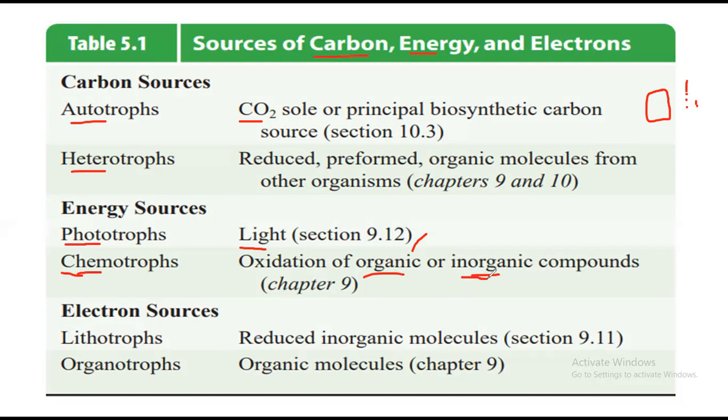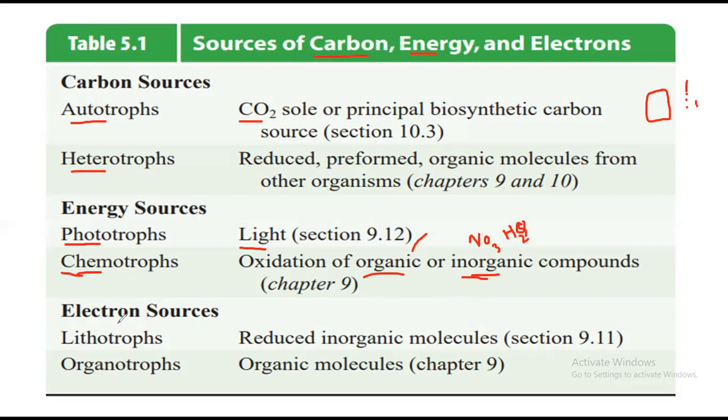And in the case of inorganic compounds, the NO3, the NH3, the H2S act as the electron donors. They provide energy, they provide electrons, and these electrons travel in the electron transport chain and synthesize ATP. So on the basis of energy source, there are phototrophs and chemotrophs. Keep this in your mind.